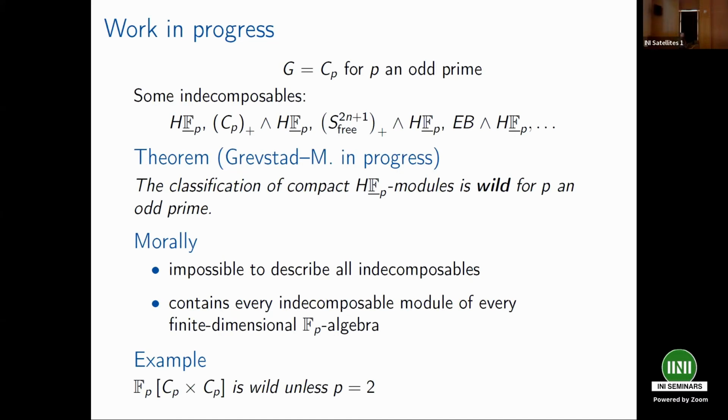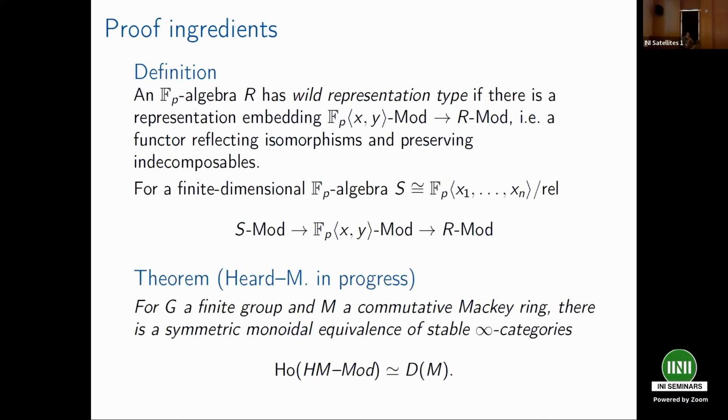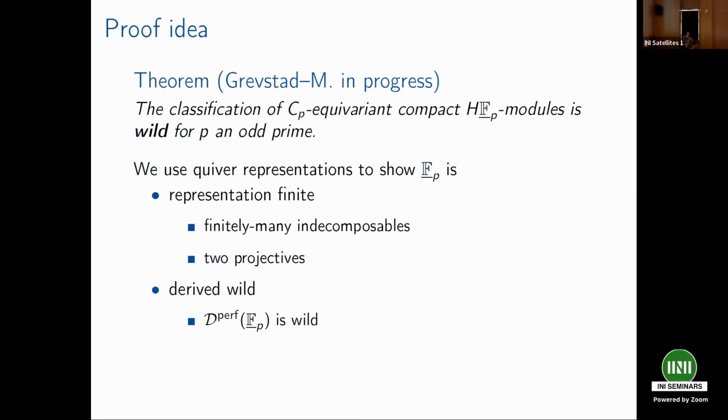And we use quiver representations to show that this is wild. Sorry, that's not quite true. We use, okay, maybe I can skip to that slide. Then I can tell you. Here we go. Okay, so we show that FP underline is representation finite. It has finitely many indecomposable modules. There are 2 projectives. Things looked great to start, and then it turns out it's derived wild.